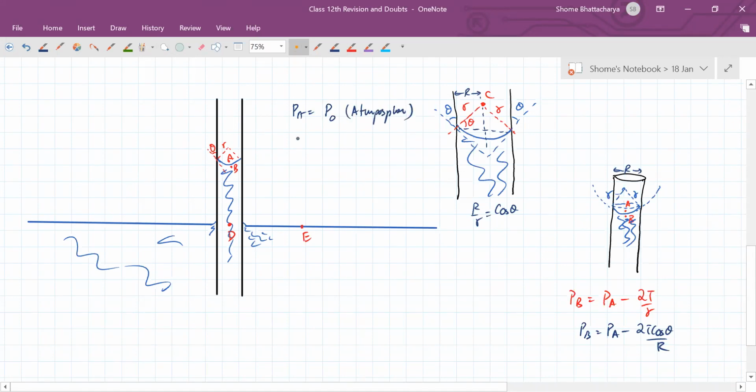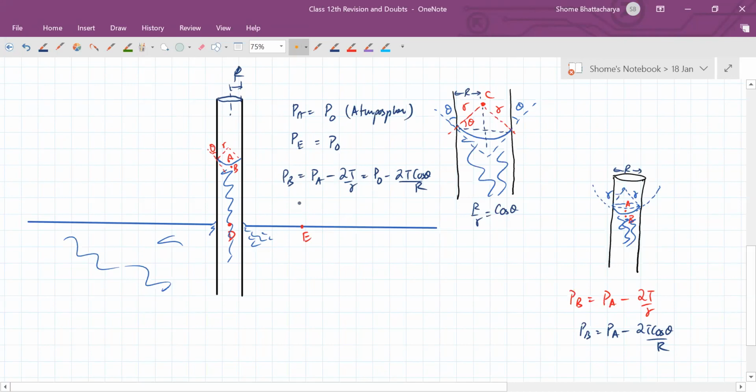And the pressure at the point E will also be atmospheric pressure. But the pressure at the point B will become pressure at the point A minus 2T by small r. So that is atmospheric pressure minus 2T cos theta divided by capital R, where capital R is the radius of the capillary, in the case of a cylindrical capillary.